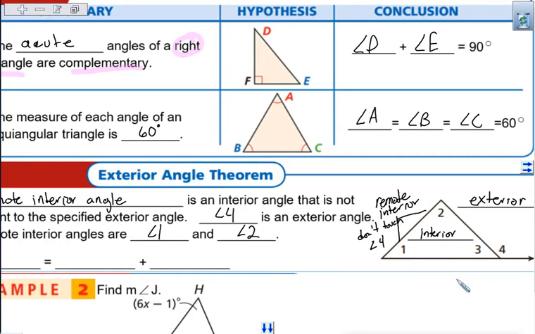And we know something special about remote interior angles compared to the exterior angle. We know that that exterior angle, angle 4, equals the two remote interior angles added together. So angle 4 equals angle 1 plus angle 2.